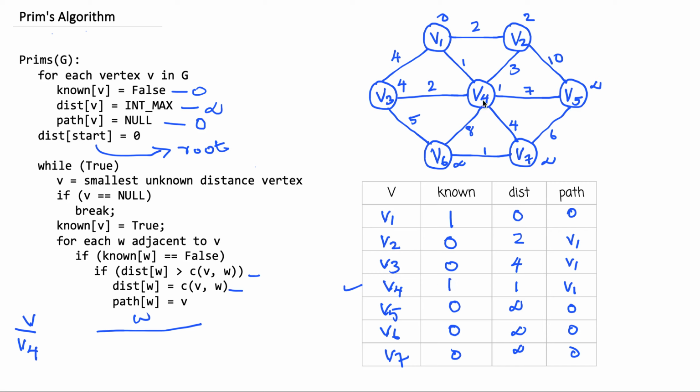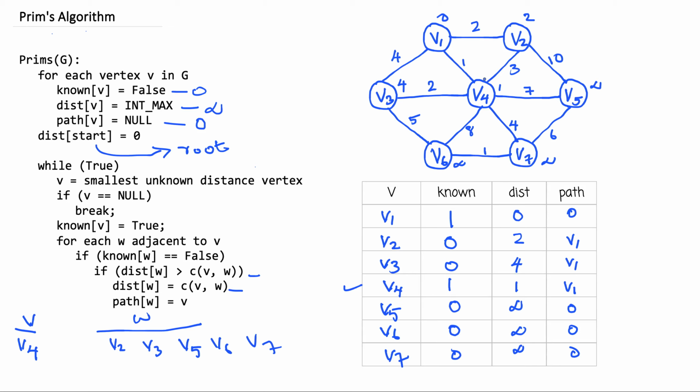Okay, this is the vertex that we are considering. v4 has got 6 neighbors, v1, v2, v3, etc. up to v7. As per this condition, we do not want to consider the vertex v1 because we have to consider an adjacent vertex only if the known status of that vertex is false. Here v1 is known, so we will not be considering that. So the possible values of w would be v2, v3, v5, v6 and v7.